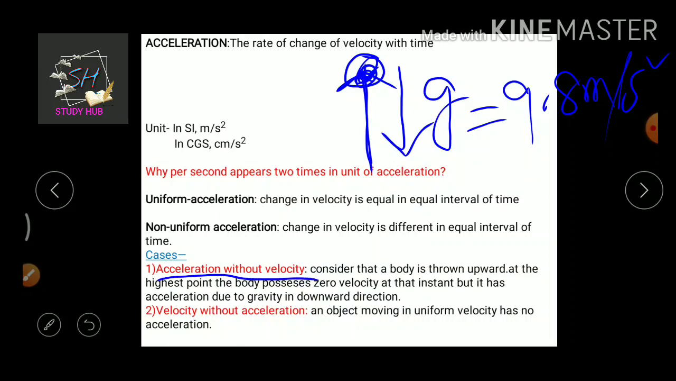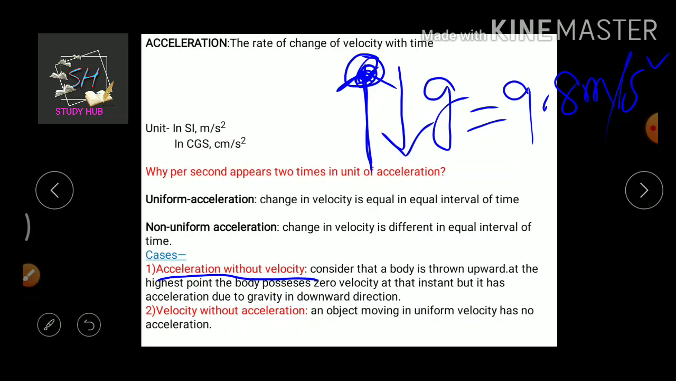And next there is velocity without acceleration. That means it is also possible. How? Suppose an object is moving with uniform velocity. Uniform velocity means equal displacement in equal intervals of time. That means in uniform velocity, suppose in 5 seconds it travels 5 meter, then in another 5 seconds it also travels 5 meter.